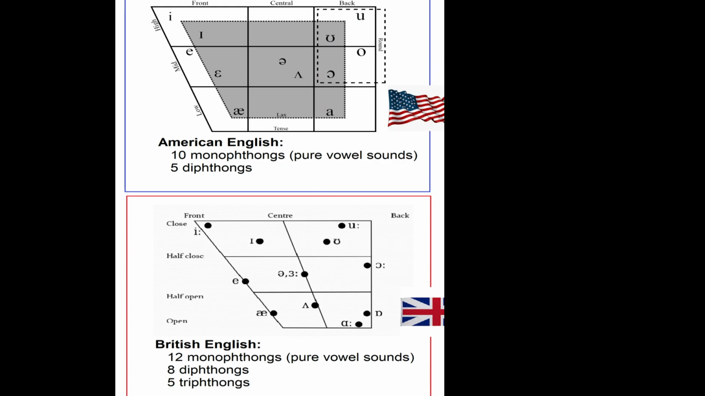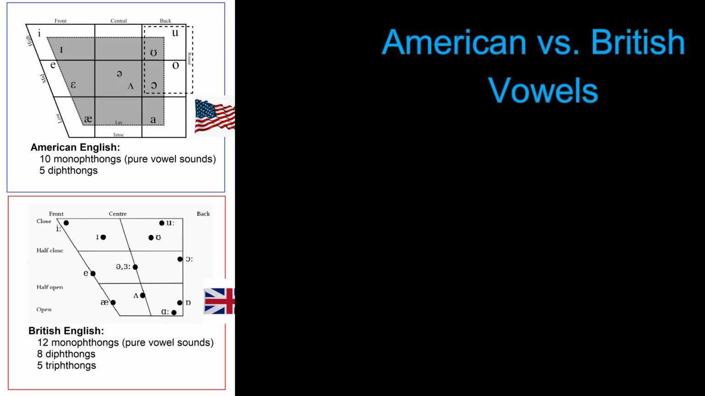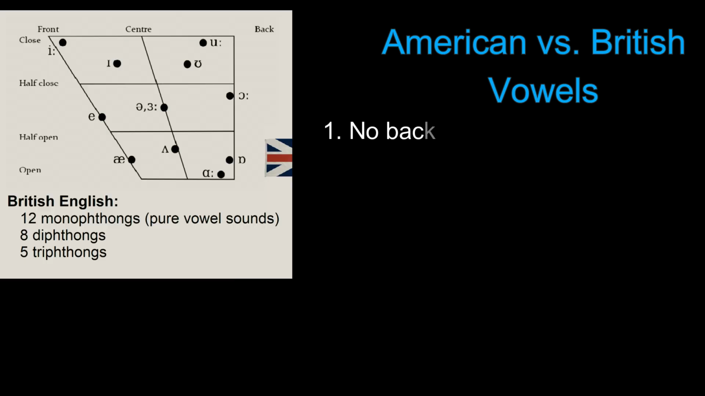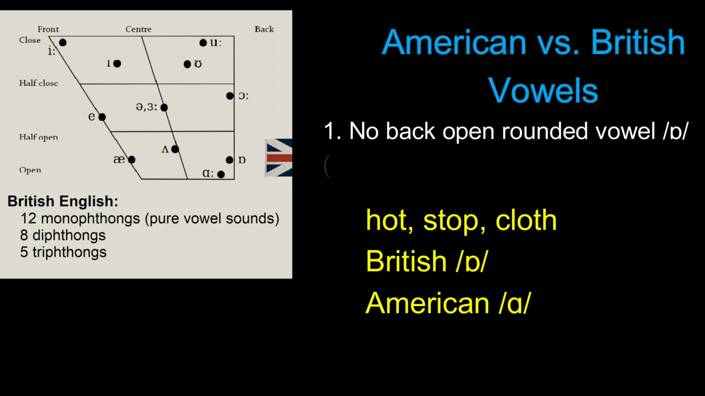There are many differences between American English and British English. For one, American English has fewer vowel sounds than British English, since some British vowel phonemes are merged into one in American English. For example, the British back open rounded vowel aw does not exist in American English. In Britain, words like hot, stop, cloth are all pronounced with the aw sound. In America, they are all pronounced with the ah sound.